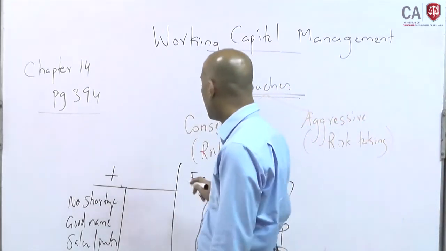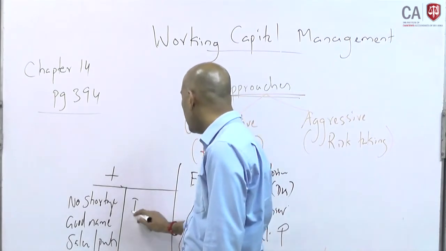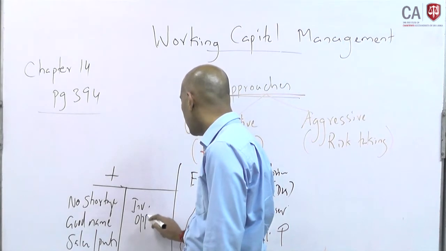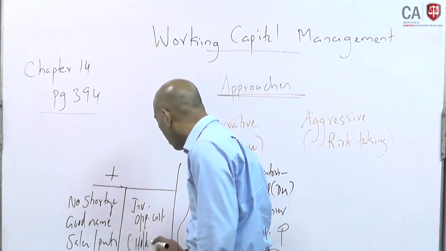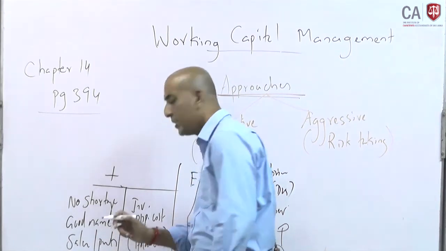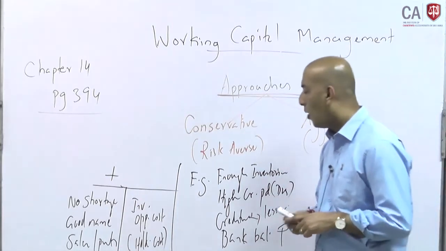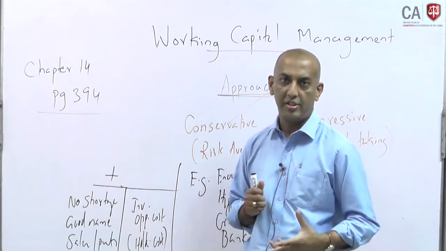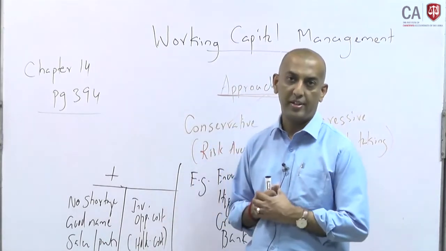The minus of the conservative approach, the main minus, is your investment opportunity cost or holding cost. We call it holding cost. Since you have to invest a large amount in working capital, your money is tied up in working capital, which means you have a higher holding cost. So the holding cost is a negative thing.